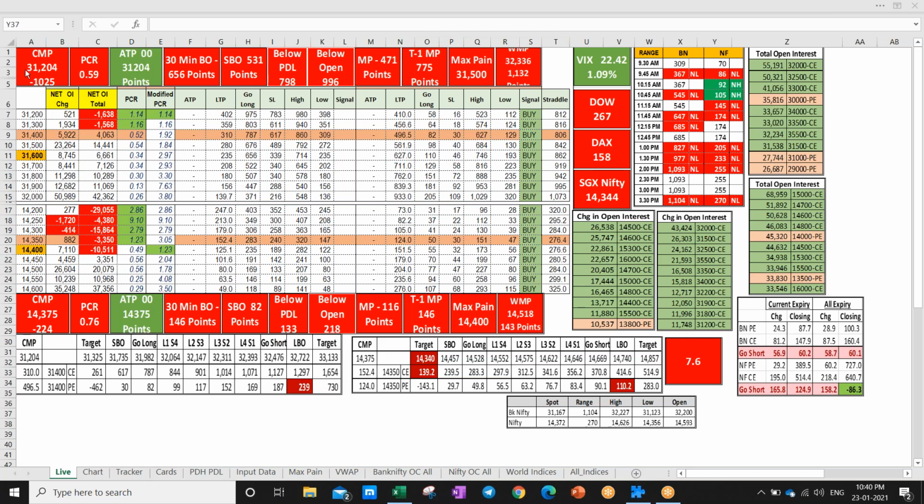The first thing in this sheet is the current market price, how much it is currently trading at, and the change over the previous day that you can see here. This entire band is for Bank Nifty, and this entire section is for the Nifty.